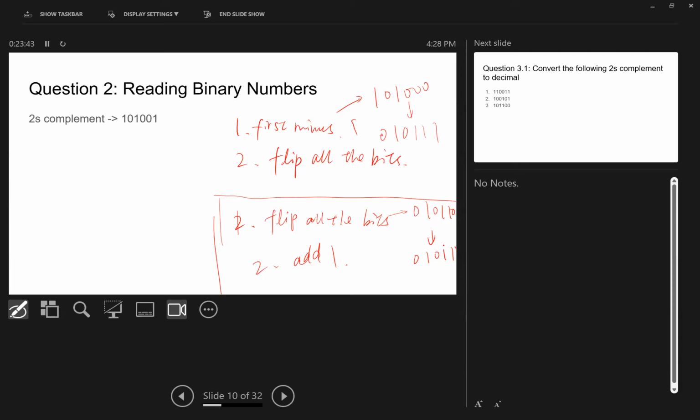So if we want to transform a positive number to a negative number, we can use these 2 steps. And if we want to transform a negative number to a positive number, we can still use these 2 steps actually. Is it clear? So for the transformation, we share the same steps.